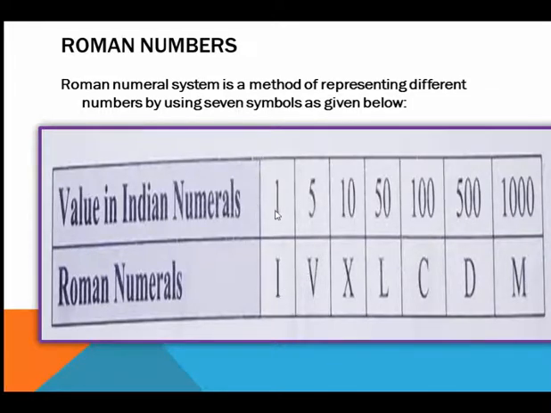Here I represents 1, V represents 5, X represents 10, L is 50, C is 100, D is 500 and M is 1000. So we have to keep these symbols and their values in mind while writing the Roman numerals and their values.